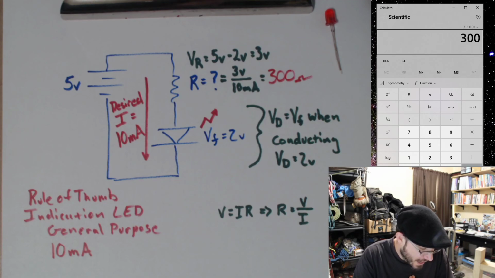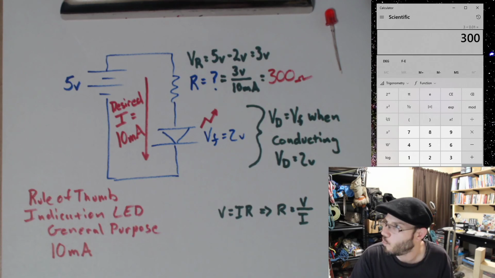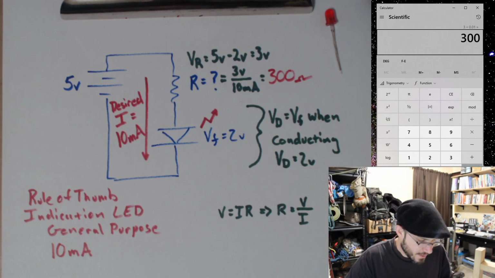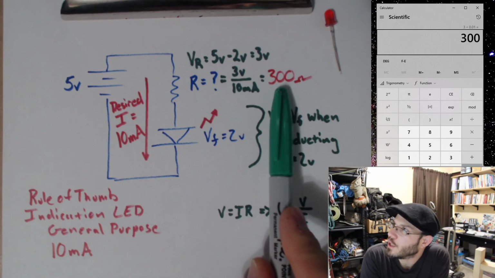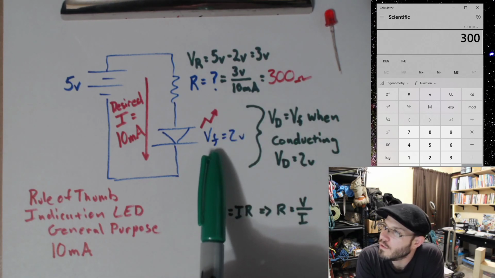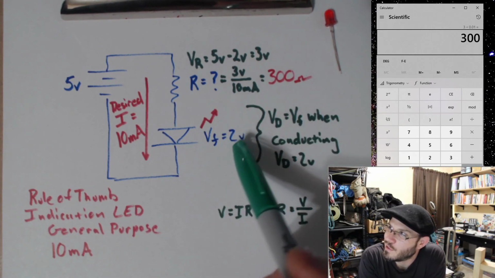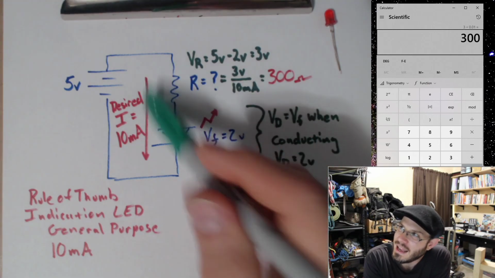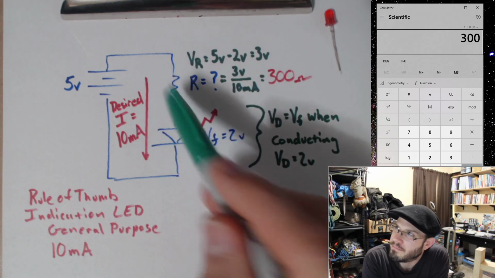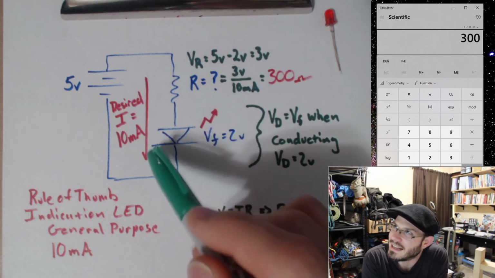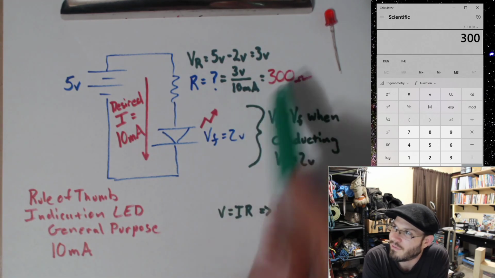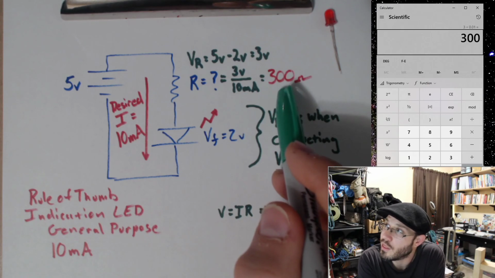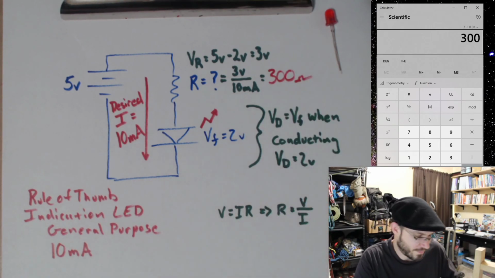Let's go ahead and set up this example a little more realistically. I can't buy a 300 ohm resistor. My forward voltage of this diode is not 2 volts. It's more like 1.8 volts. And to pick my resistors such that I get a desired current when I don't have 300 ohms, a very close value is 330 ohms.